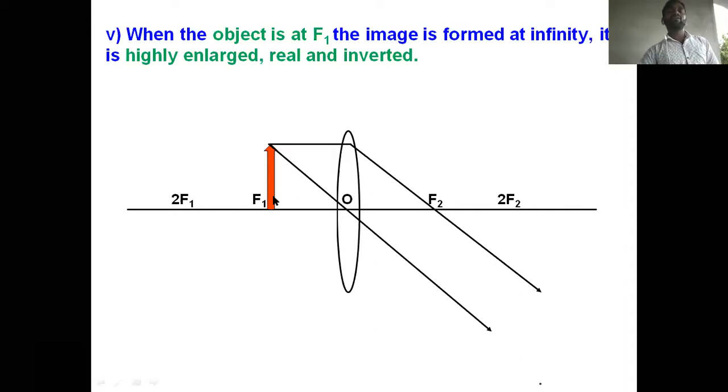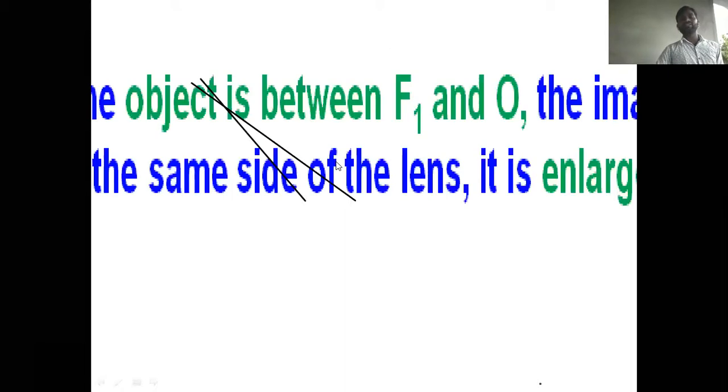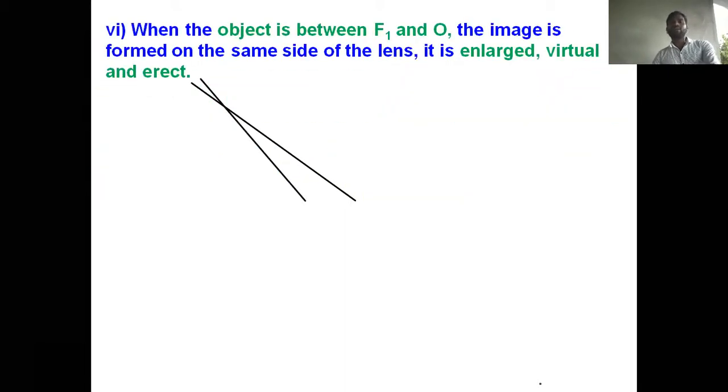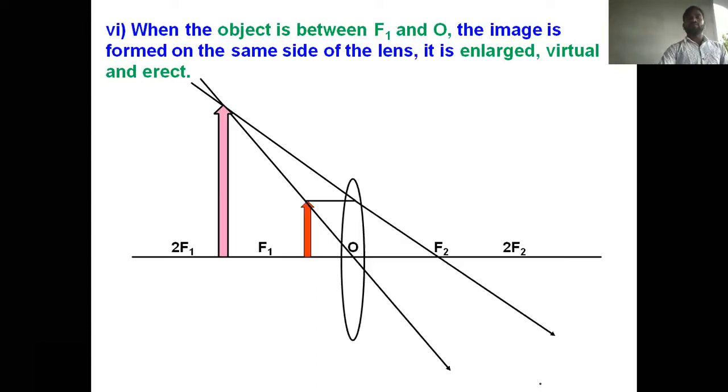Now the last one, the sixth case, which is a different condition in these convex lenses. Now observe the sixth one. Object is between f1 and 2f1. Look at here. Object is placed between f1 and 2f1.